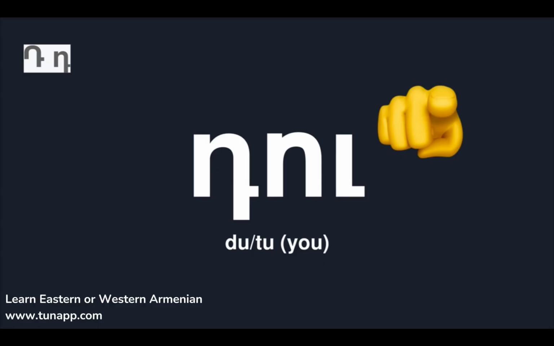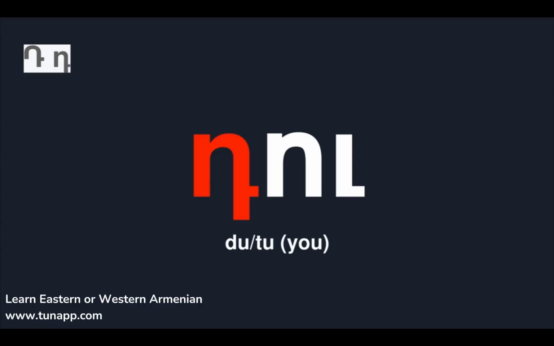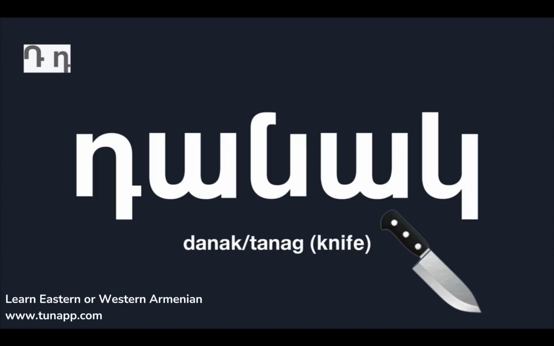Let's see if we can find the letter D or T in this word. Have a look at the key in the top left-hand corner for guidance. Can you see D or T in this word? There it is, right at the beginning. Let's try another one. Danag or tanag. Where is the D or T in this word? You guessed it, right at the beginning.